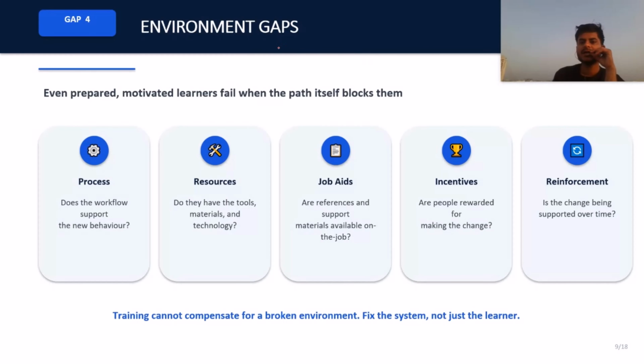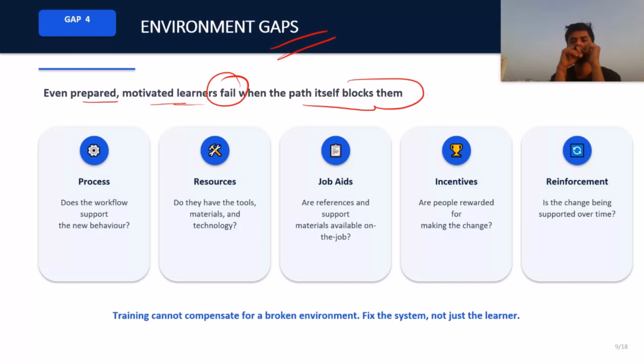Now it can be an environmental gap. Even prepared, motivated learners fail when the path itself blocks them. Taking the same example of the company, performance can drop with an environmental gap. Say another CEO has come, and he's making many changes. He shifted the teams, divided the team. So that is an environmental change, an organizational structural change. Now the current environment is too distracting. People talk a lot, people don't work much, so that can be an environmental gap.